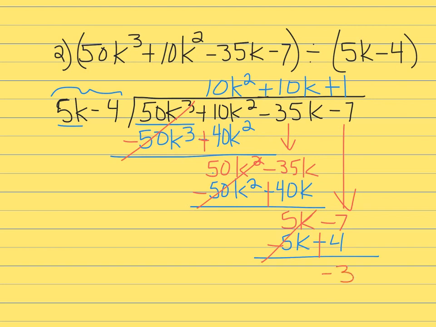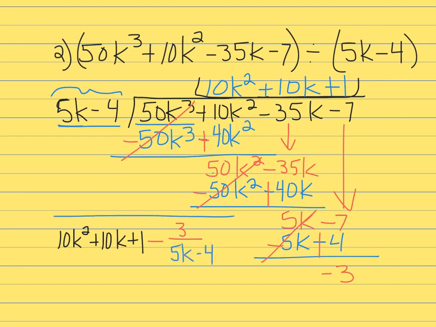I'm now finished. So how do I write my answer? So here is my whole number part. So 10k squared plus 10k plus 1. And then my remainder is a negative 3, so minus 3 over my divisor, which is 5k minus 4. So all of this will be my solution, my answer.